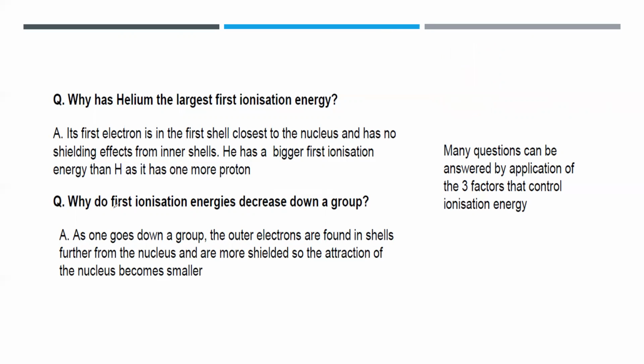And then, why does first ionization energy decrease down the group? As we go down the group, what's the reason why the ionization energy is decreasing?